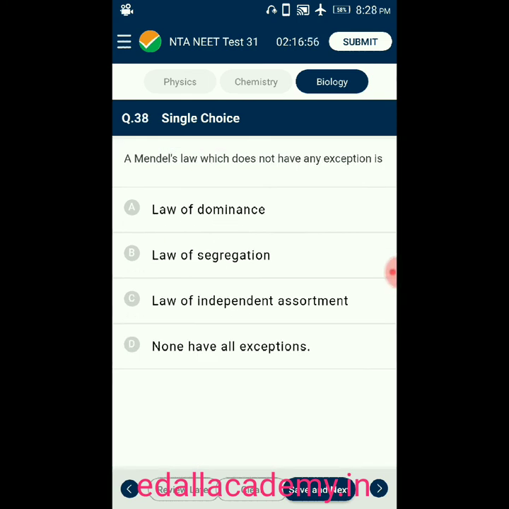Question number 38. A Mendel's law which does not have an exception is: codominance and incomplete dominance are exceptions to the law of dominance. Linkage is the exception to the law of independent assortment. Law of segregation has no exceptions, which states that in a hybrid, the members of an allelic pair stay together without mixing and separate or segregate independently during gamete formation. So the answer for this question is option B, law of segregation.